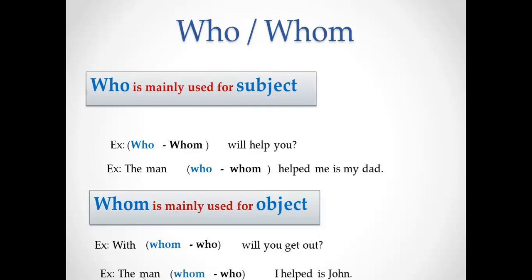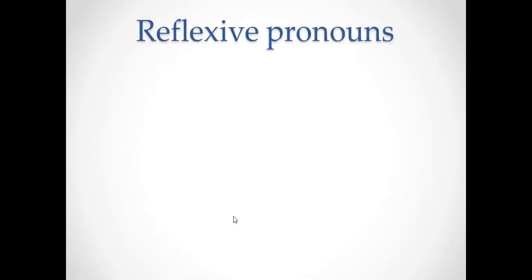The next one, the man whom I helped is John. The main sentence here is the man is John. But the missing part here, the one that I'm going to complete, is called an adjective clause. Whom I helped. Why? Because I is subject, help is verb, and the one missing here is what? Whom. This is object.